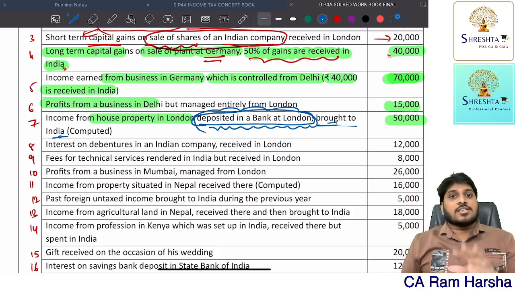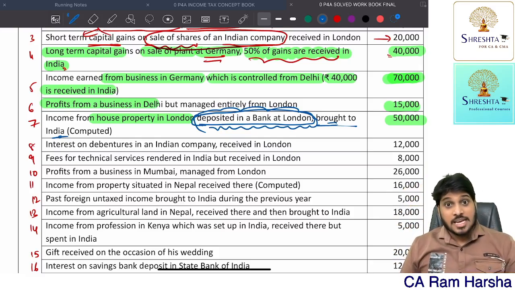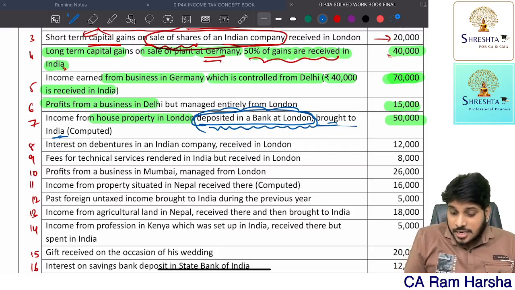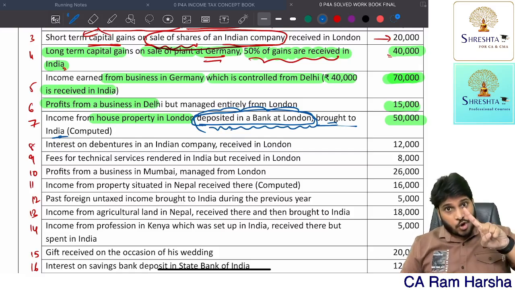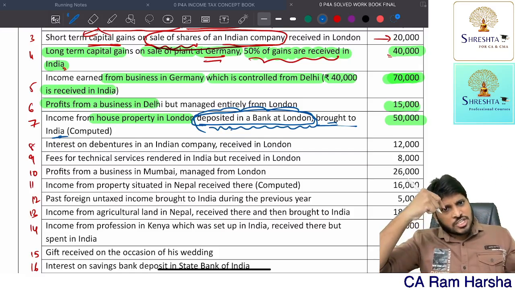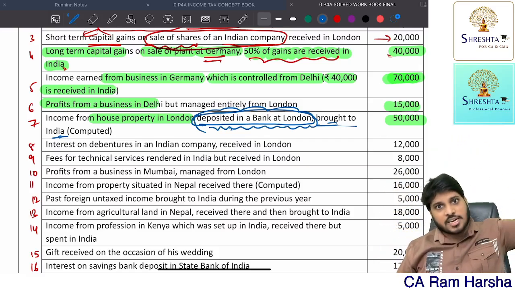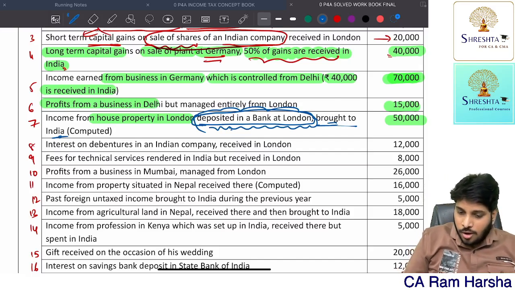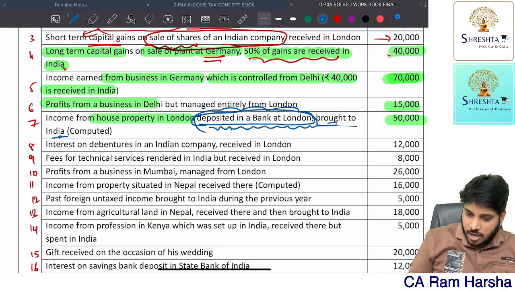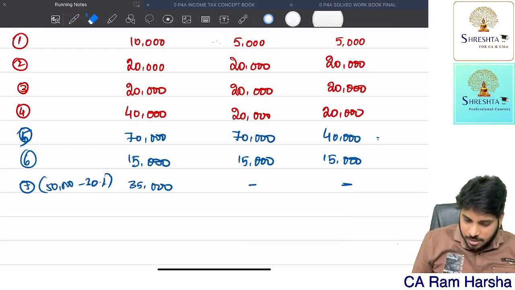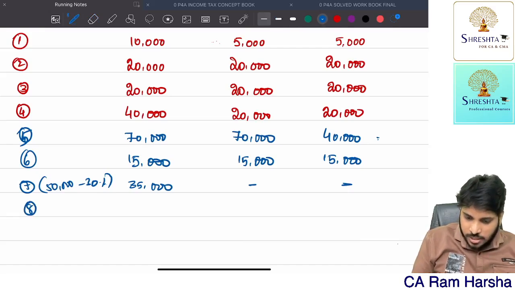If I received in India, received means what? What do you mean by received? Received means the first time, where are you receiving it? The first time when the amount is getting into your control. So it is deposited in London, which means the property source is outside. The first time that money, you received it outside only. You didn't receive it in India. It is coming into your control outside itself. So for R and OR and NR, it is not taxable. So next one, the eighth one.